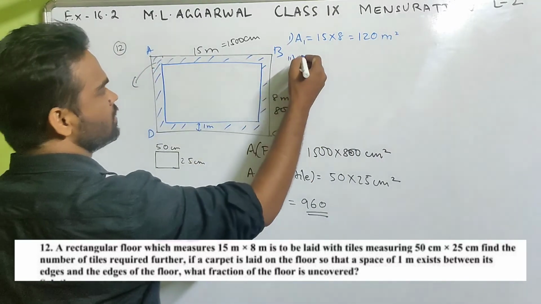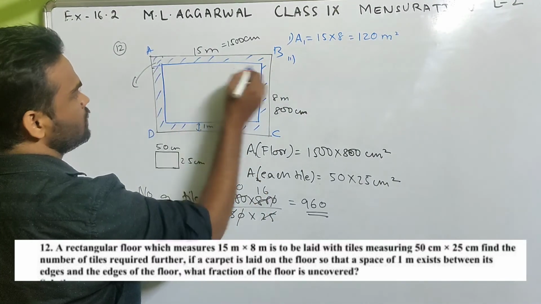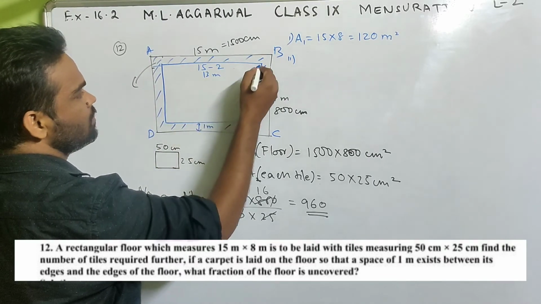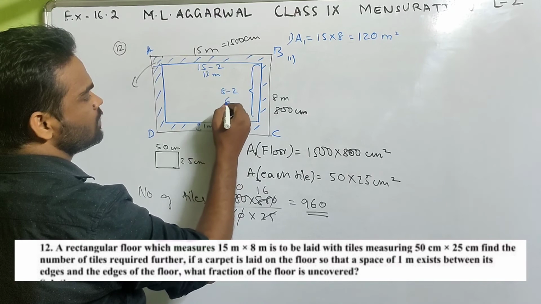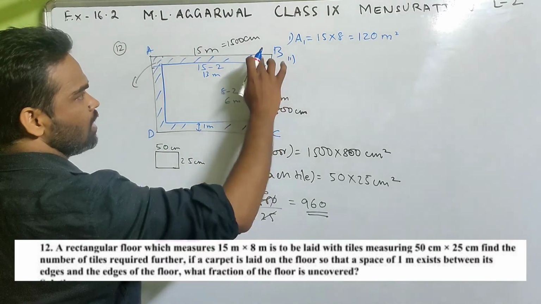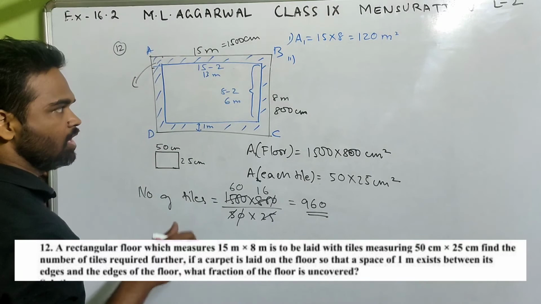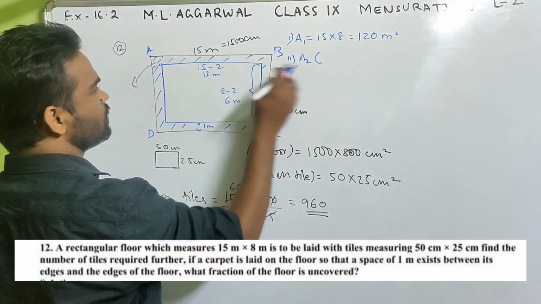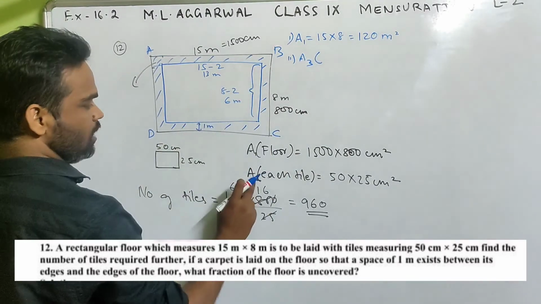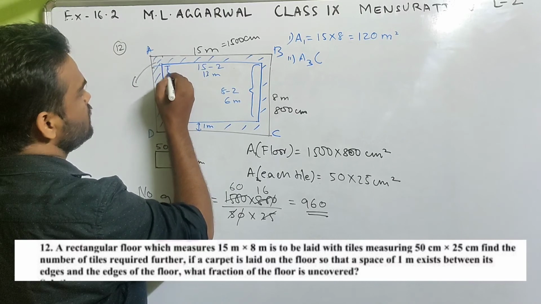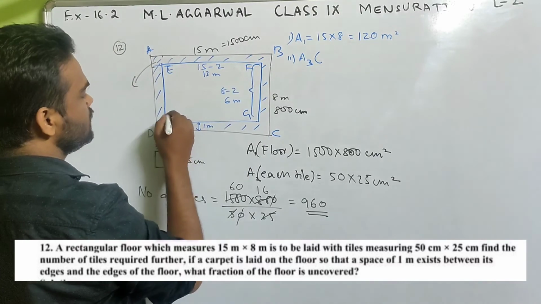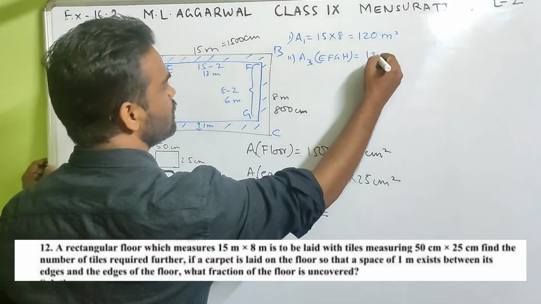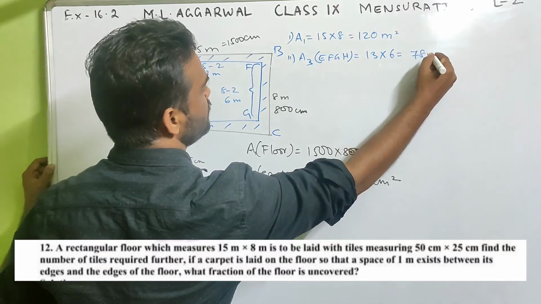Now, area of inner rectangle. For the inner rectangle, if you see, the length will be 15 minus 2, 1 from here, 1 from here. That's 13 meter. And the breadth will be 8 minus 2, 1 and 1 from here goes away. So 8 minus 2, that's 6 meter. So area A3 I am writing, because A2 I have already taken, of the EFGH. 13 multiplied by 6, that's 78 meters square.